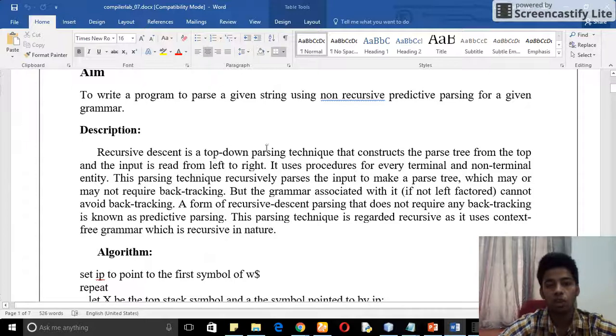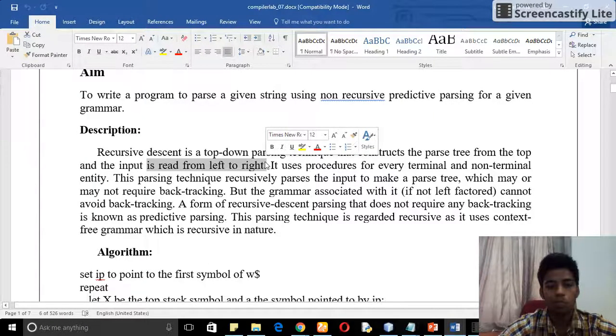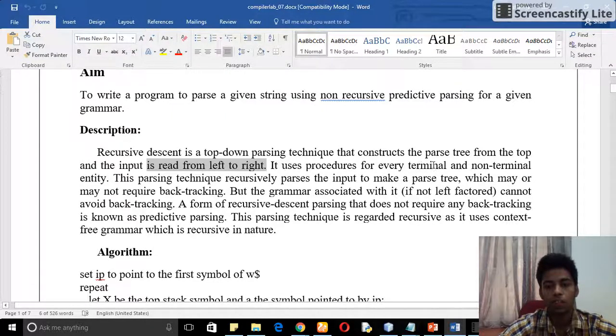Recursive descent is a top-down parsing technique that constructs the parse tree from the top, and the input is read from left to right. So in this parsing, I am going with LR parsing, that is, left to right parsing. It uses procedures for every terminal and non-terminal entity. The technique recursively parses the input to make a parse tree, which may or may not require backtracking, but the grammar associated with it cannot avoid backtracking.